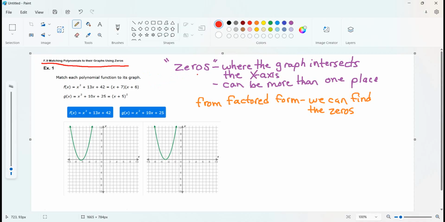But the zeros are where the graph intersects the x-axis. So these, again, these polynomials, these equations, they make shapes on the graph. And the zeros tell us where these graphs are actually hitting the x-axis. And there can be more than one of them.